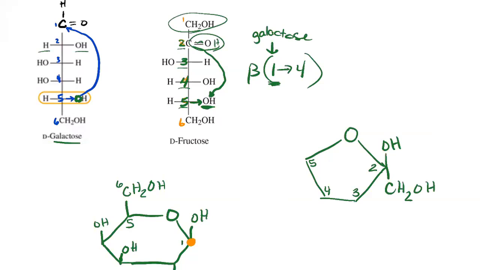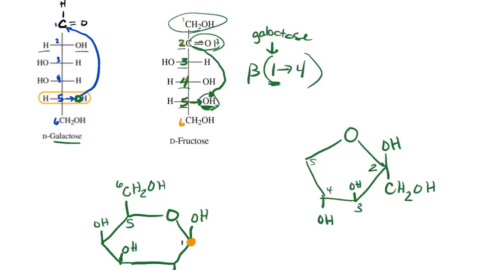Carbon 3, my hydroxyl is going to go up. Carbon 4, my hydroxyl is going to go down. Carbon 5. Now, carbon 5, I have 3 things attached to it. I have this hydroxyl. Well, that's this oxygen. So I've taken care of that, right? Now I need to take care of the rest. I need my CH2OH and a hydrogen.